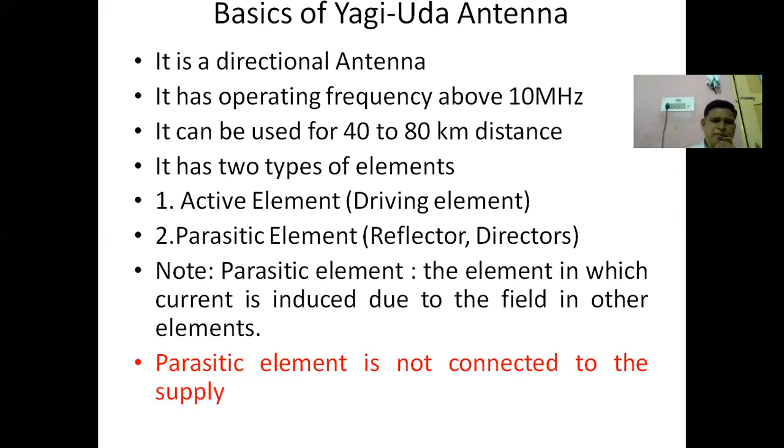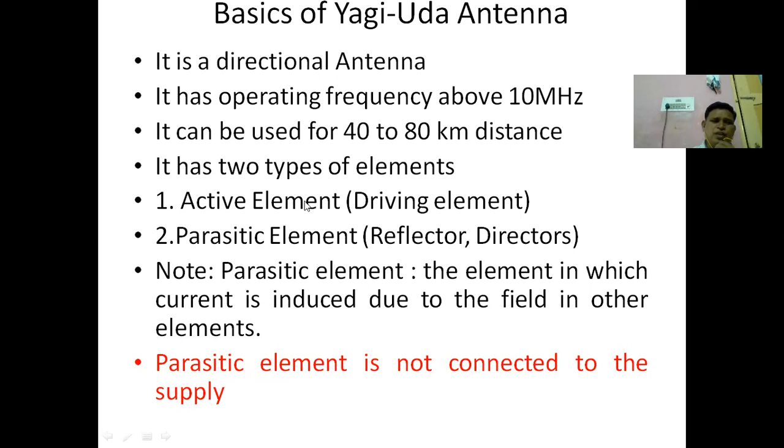What is a parasitic element? Here we have reflector and directors as parasitic elements. What is the parasitic element? The element in which the current is induced due to the field in other elements. These parasitic elements will carry the currents due to the field produced by this active element.